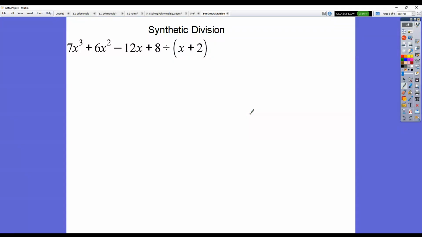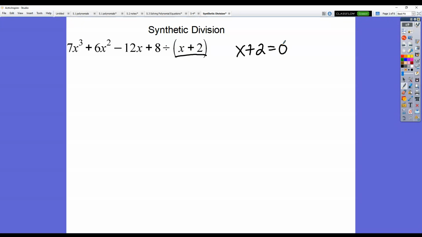Hi guys, this is probably one of my favorite lessons of chapter 5, synthetic division. I think it's super easy. So what we do is you're basically dividing by the 0. So think about what's the 0 of this, okay?